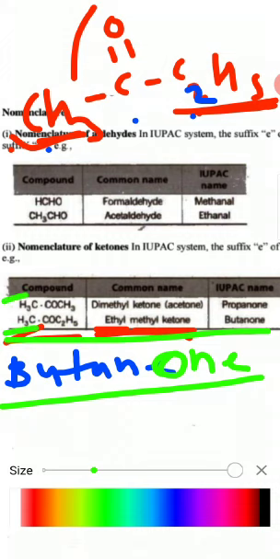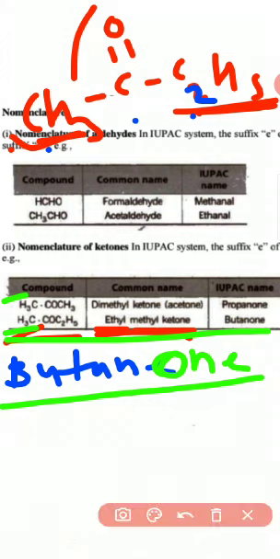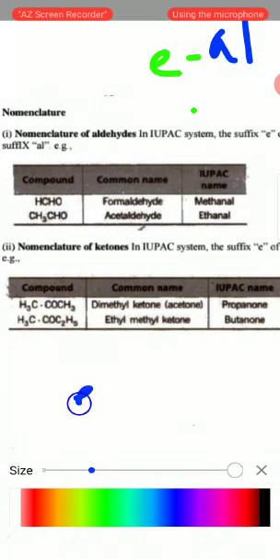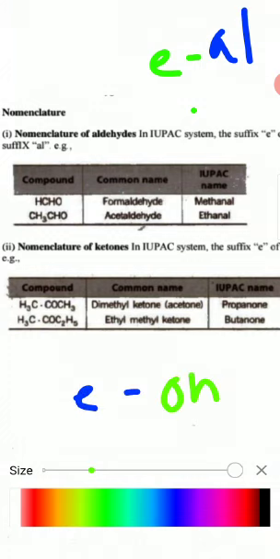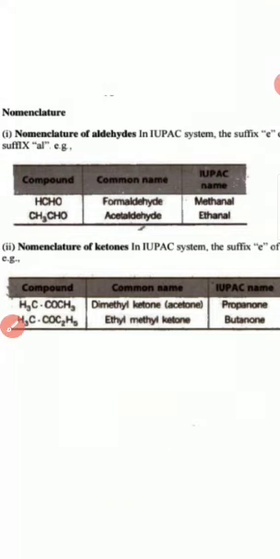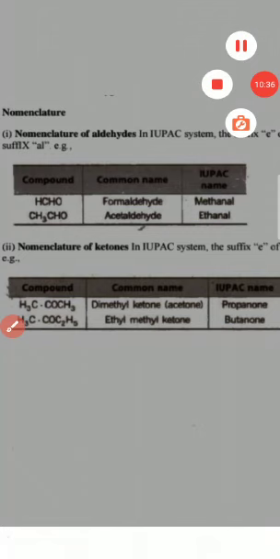In this way, we can name aldehydes and ketones. Students, one point to note: in naming aldehydes for giving IUPAC names, the E of alkane is replaced by Al, and in naming ketones the E of alkane is replaced by ONE. In aldehydes the name becomes alkanal, and in ketones the name becomes alkanone. In this way we can give the IUPAC names to the aldehydes and ketones.